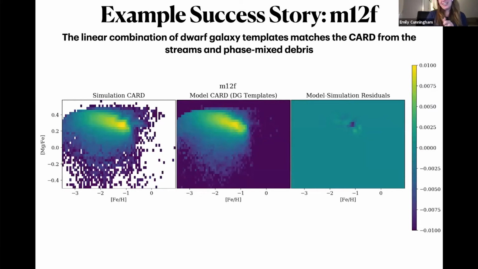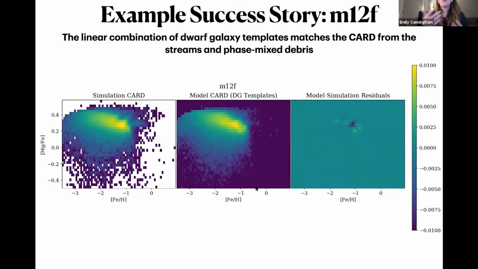So this is my favorite Latte simulation, m12f. What I'm showing you here on the left-hand panel is the abundance distribution from the halo, so this is the real data in this case. In the middle panel, I'm showing you the abundance distribution that we derive using the template set that we created for these simulations, using dwarf galaxies in this case. And you can immediately tell that our model distribution is a good match to the abundance distribution of the halo. We can quantify this using the residuals. We see the residuals are very low, and we're getting a reasonable prediction for the abundance distribution using our templates.